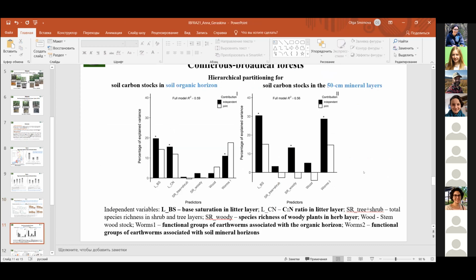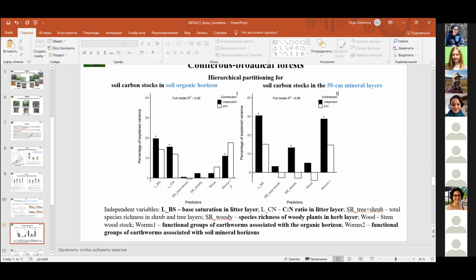Next, we examined predictors of soil carbon stock in soil organic horizons and mineral horizons. We found that the most important predictors of soil carbon stock in organic horizons are base saturation in the litter layer, C:N ratio in the litter layer, and biomass of the functional group of worms associated with the organic horizons.